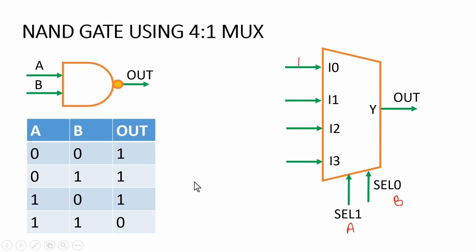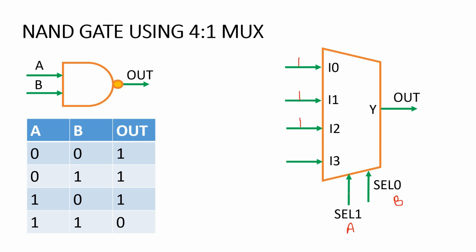In the same way, when select line 1 and select line 0 are 0, 1, that means AB is 0, 1, output is 1. And I know I1 will be passed to Y. So I need to tie the value of I1 to 1. Let me tie this value. In the same way, when select line 1 and 0, or A and B, are 1, 0, I2 will be passed to out, and I know the value of out is 1. So I need to tie this I2 to the value 1.